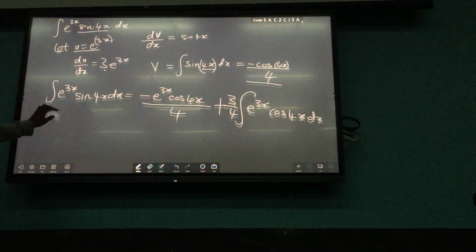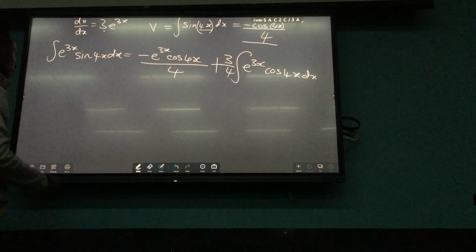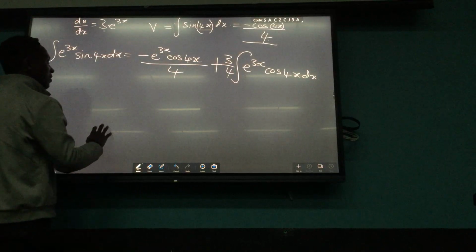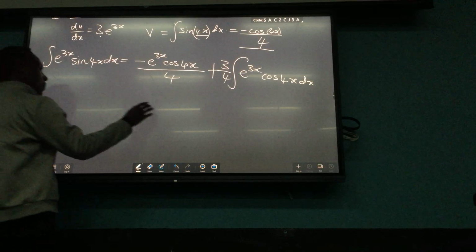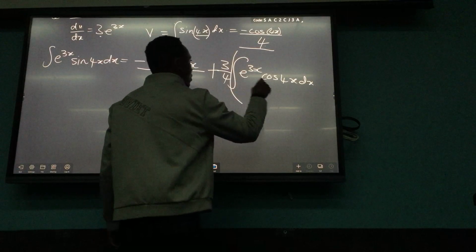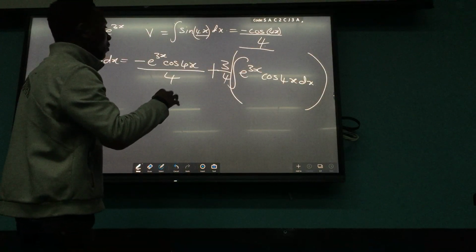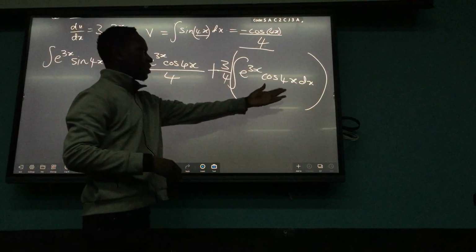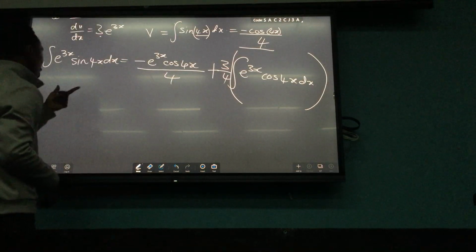But since we have an integral in our solution, we still have to solve that integral again. So we have to apply integration by parts for the second time. So we are now applying it on this part. So we can put a bracket there to show that we have an integral, we want its result, because we want to put its result there so that we give a full solution for our question.